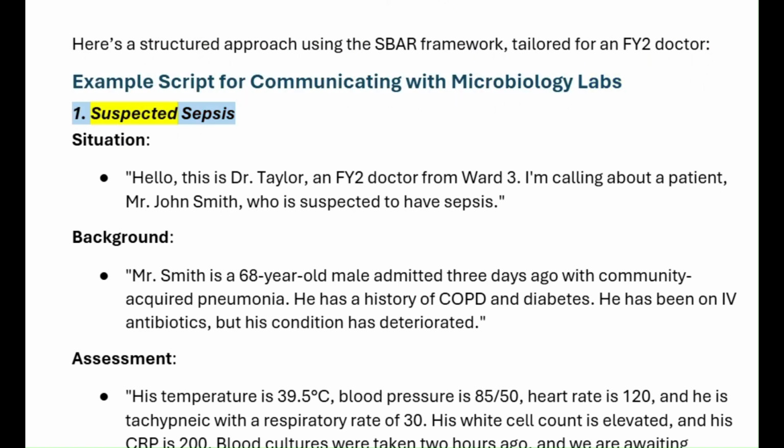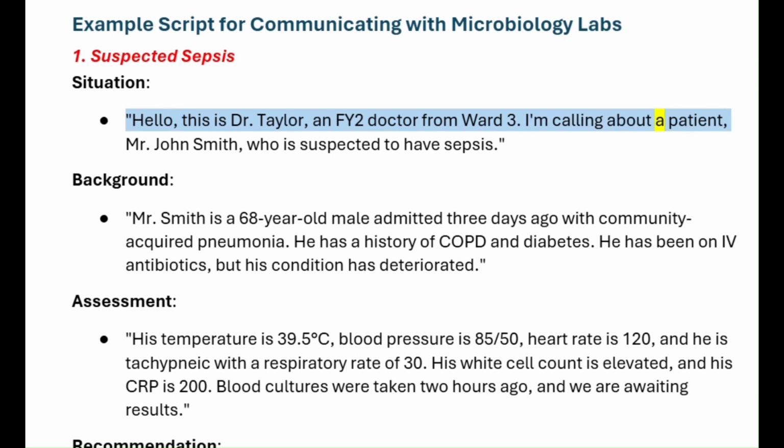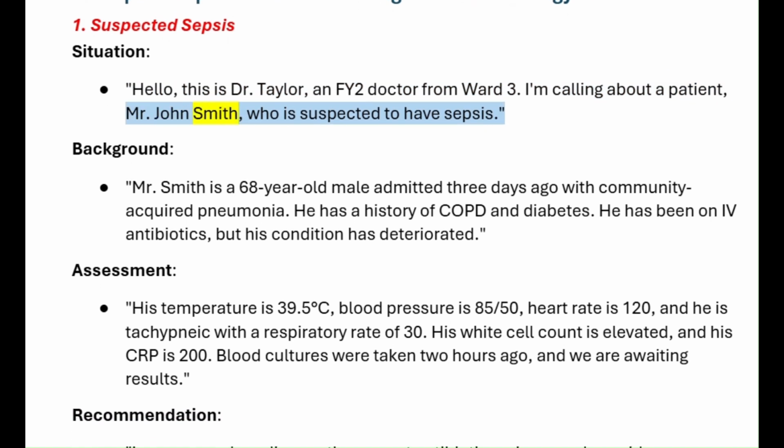1. Suspected sepsis. Situation. Hello, this is Dr. Taylor, an FI2 doctor from Ward 3. I'm calling about a patient, Mr. John Smith, who is suspected to have sepsis.